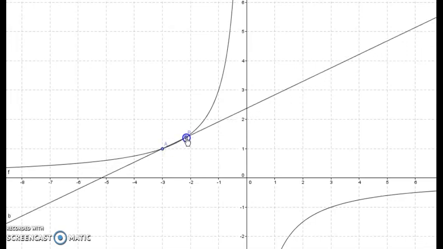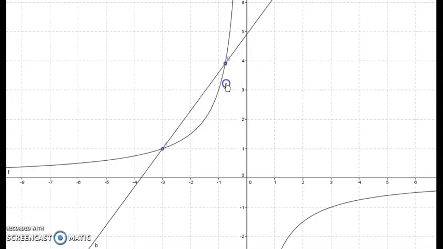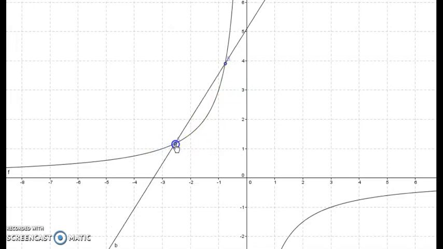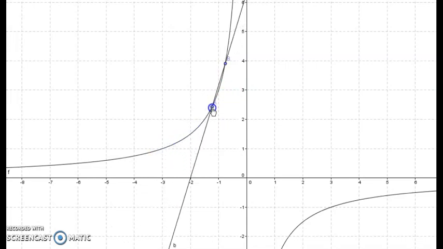Okay? So the limit of B moving towards A becomes a tangent. Likewise, the limit of A moving towards B also becomes a tangent at that point. Trust you can all see that.